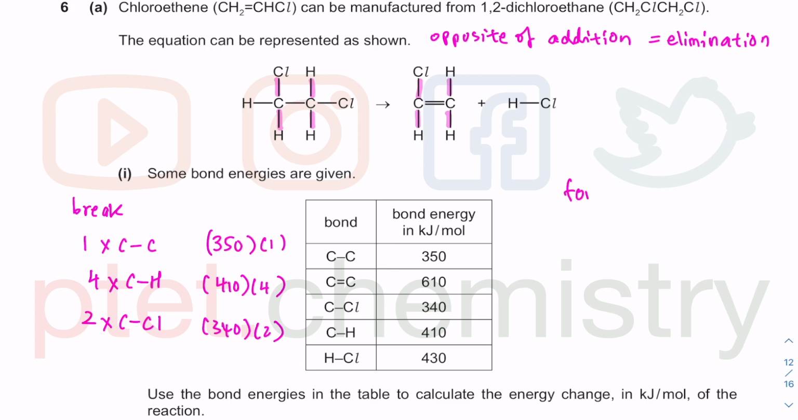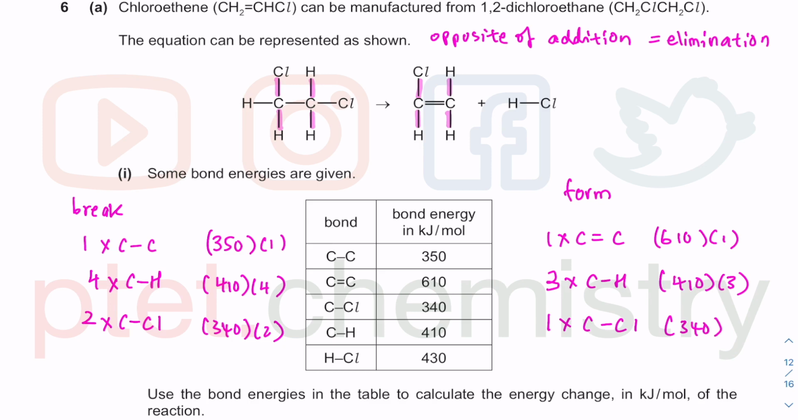And what are we forming? We are going to form 1 times C=C double bond, so that's 610 multiplied by 1, and you are forming 3 times CH, so that is 410 multiplied by 3, because there's 1, 2, and 3 CH. There is 1 CCl, so that's 340 multiplied by 1. There is also an HCl that you have formed, so there's 430 multiplied by 1.